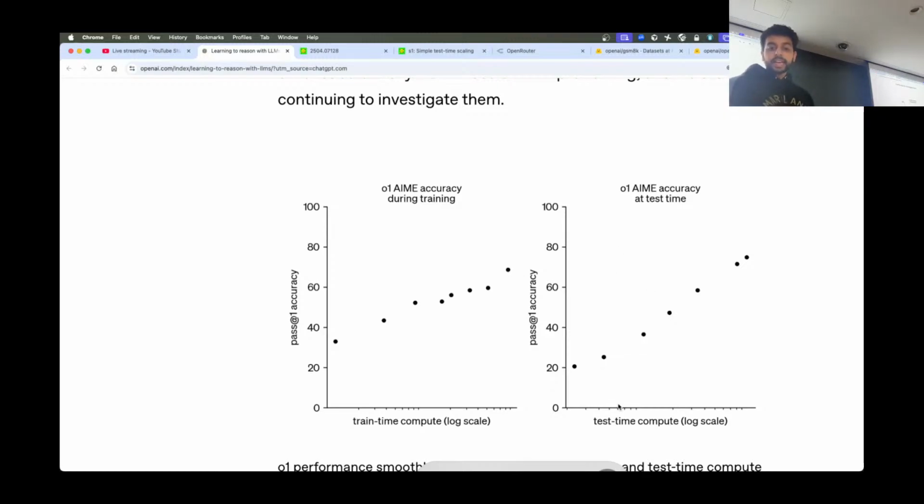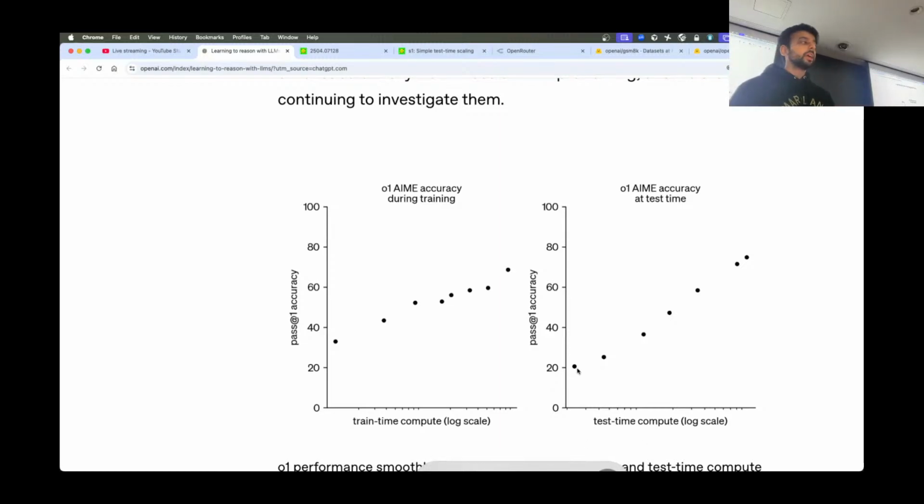Now, the second plot is what was actually very striking at the time, which is a model where the training compute is fixed. So you train some model with a fixed data size and parameter count. And now you just scale up the test time budget. So how many tokens is it able to produce between those think and end think tags? And see what that does to the performance.